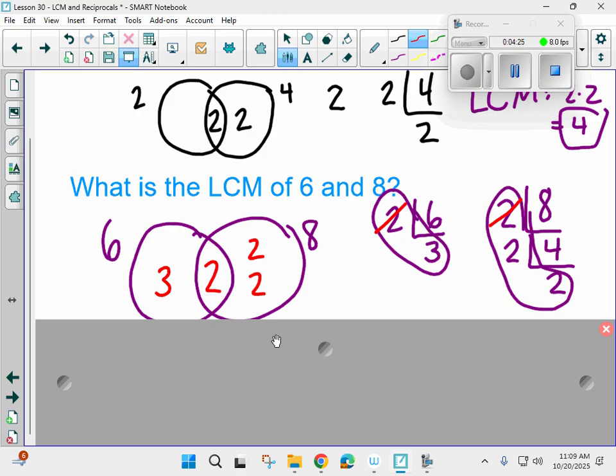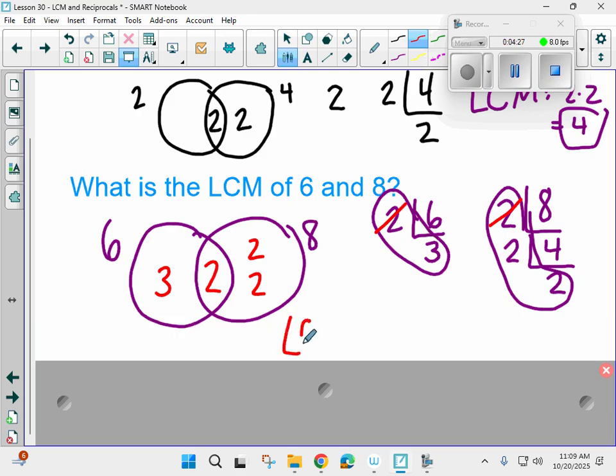Okay, and then my final answer for least common multiple is everything in here. 3 times 2 times 2 times 2. This is 8 times 3, which is 24. That is the smallest number that 8 and 6 both go into. All right.